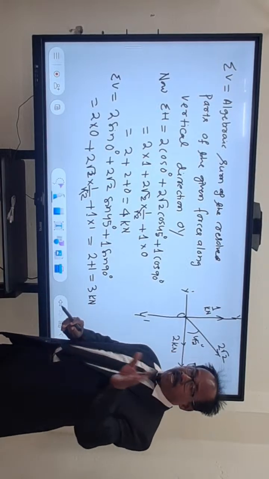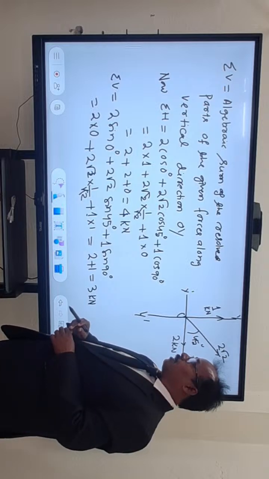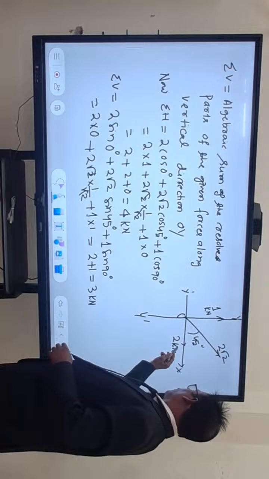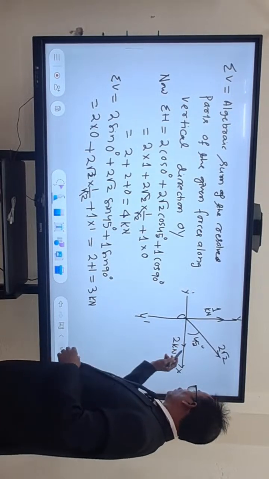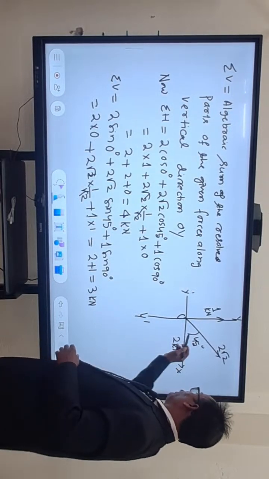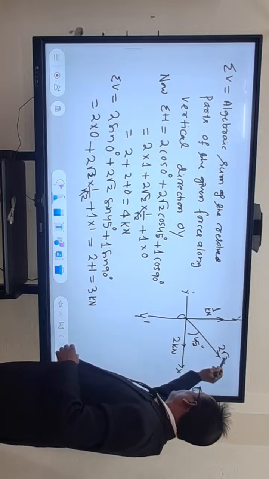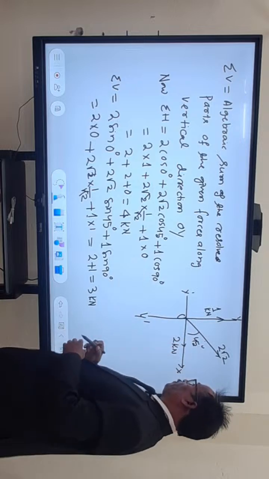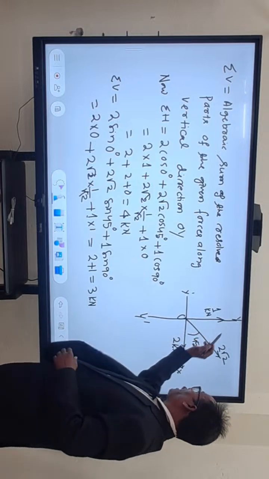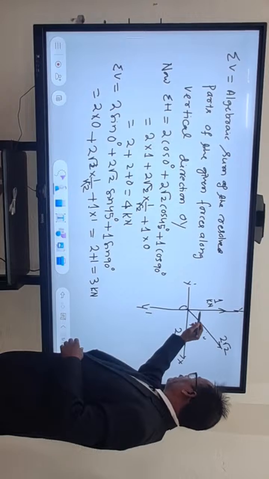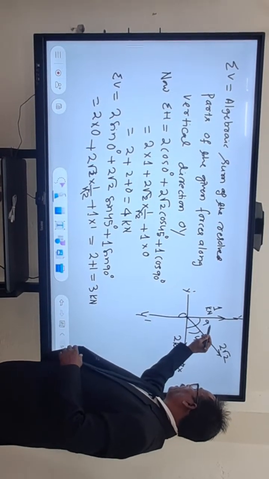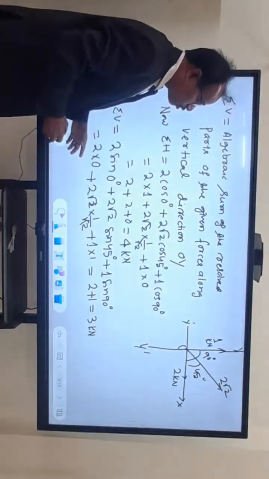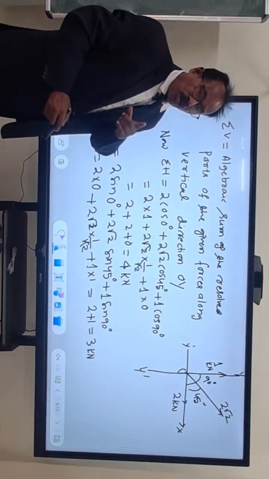Now delta H is equal to 2 cos 0 degree. Here the angle is 0. 2 cos 0 plus 2√2 cos 45. This angle is 45. And 1 cos 90, because this angle is 90 degree. Therefore, cos 0 is equal to 1. The value of cos 0 is equal to 1.